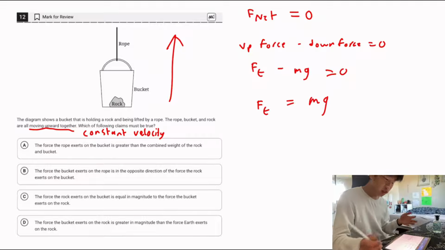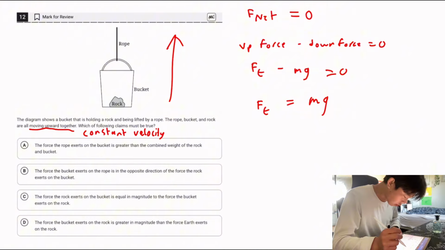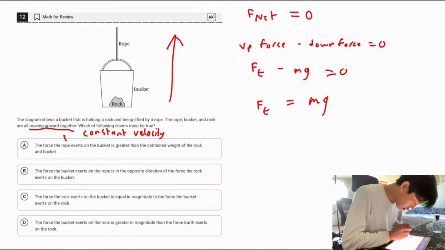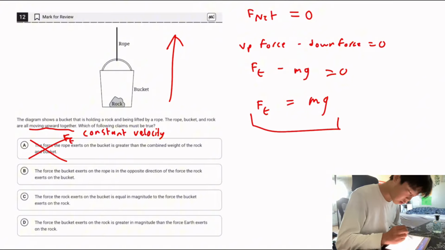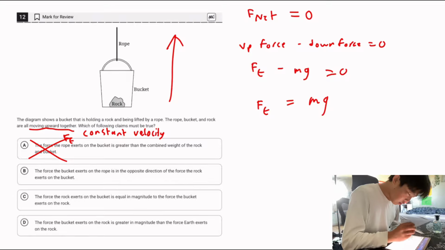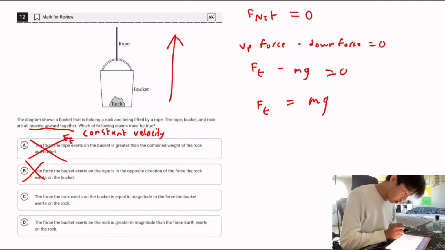So how can we use this? Like, how is this in any way relevant? So let's just start eliminating answer choices. Choice A, the force the rope exerts on the bucket, which is just Ft, is greater than the combined weight, which is wrong because we literally just proved that they're equal. What else? The force the bucket exerts on the rope is in the opposite direction of the force of the rope on the bucket. The rope exerts it this way, the bucket exerting on the rope is also this way, which means they're in the same direction, which means it can't be B. The force the rock exerts on the bucket is equal in magnitude to the force the bucket exerts on the rock.